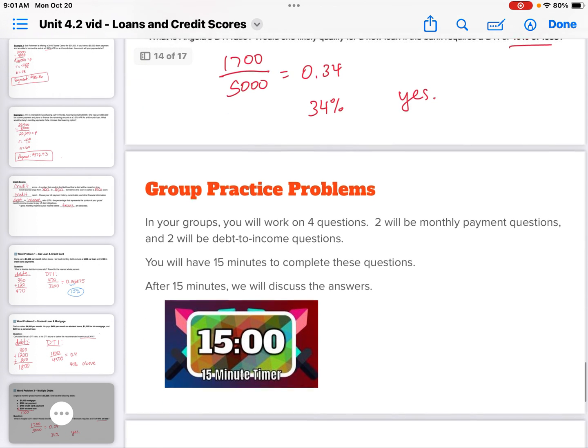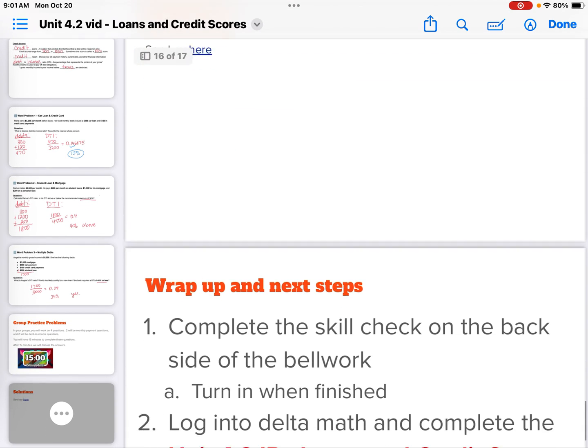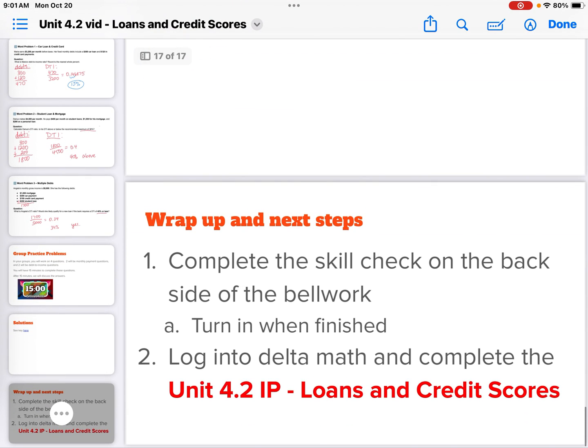All right, I'm not going to make you do those group practice problems, but you can if you want. But if you would, at this point, go ahead and do your skill check. When you're done with your skill check, bring it to me and I'll check off your answers. And then log into Delta Math and complete the 4.2 IP.